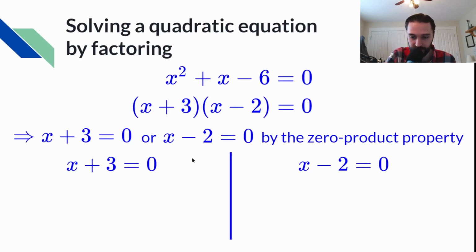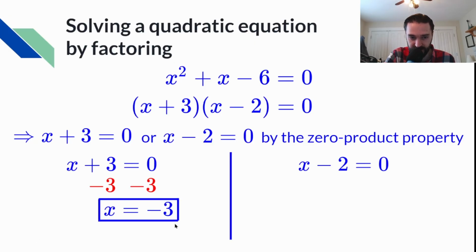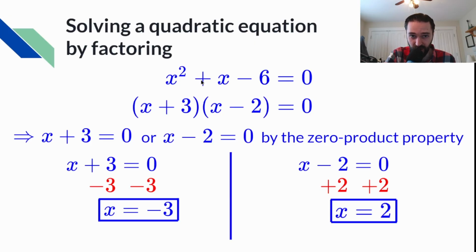We're going to get two solutions here. On the left, we're going to subtract 3 from both sides. And that gives us x equals negative 3. So that's one of our solutions. And then on the right, we're going to add 2 to both sides, and that gives us x equals 2. So that's another solution. Notice that the number of solutions matches the degree of the polynomial. We'll talk more about that later in the playlist, but for now, we just need to know that quadratic equations give us two solutions.